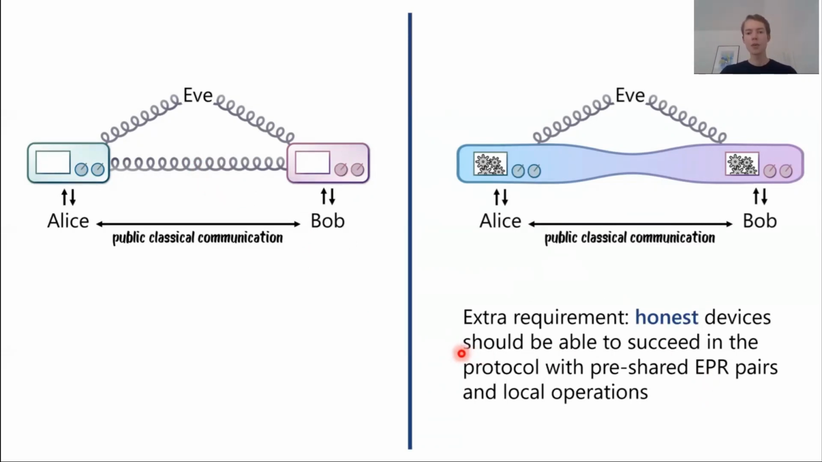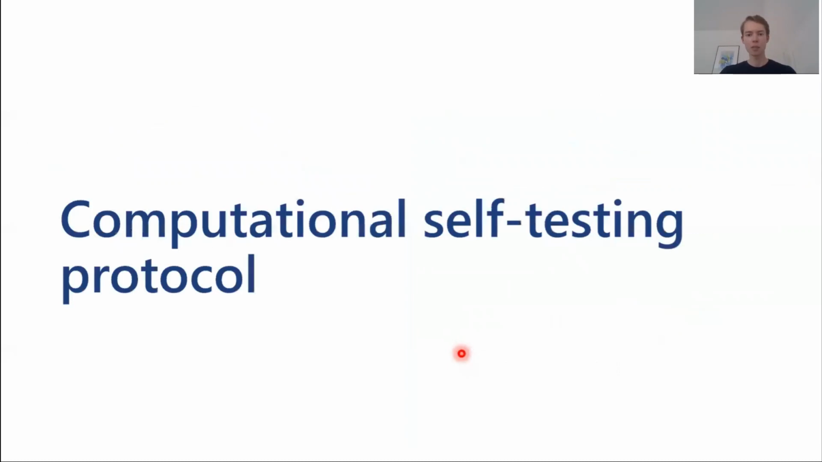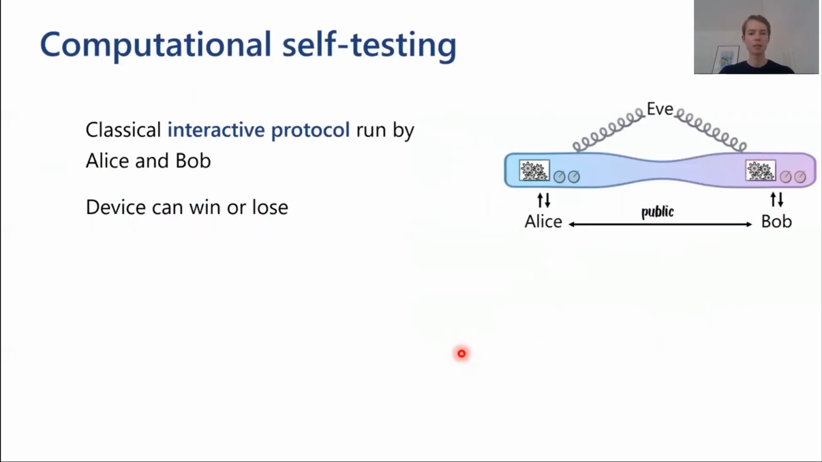All right, so now for the remainder of the talk, I'll talk about this computational self-testing, which is the replacement for the Bell inequality violation. And let's first state what exactly we want from this protocol. It's going to be some classical interactive protocol run by Alice and Bob on this device, and the device can either win or lose at the end. This is just some terminology. So Alice and Bob have some conditions that they check, and we say that the device wins or loses whether or not it satisfies these conditions.